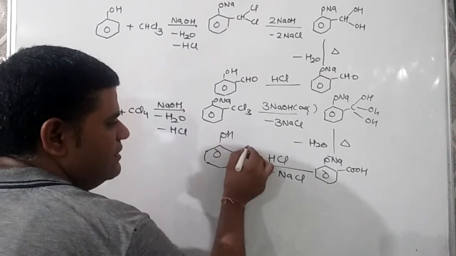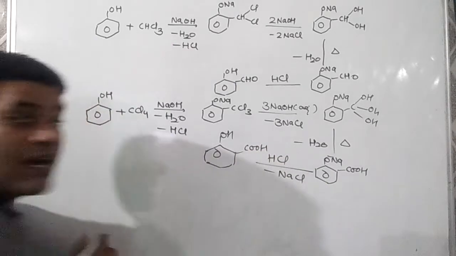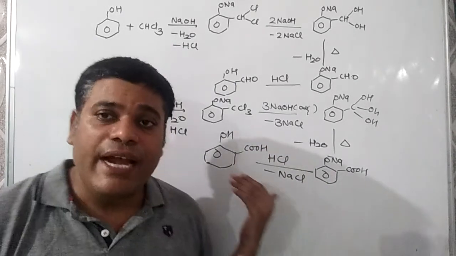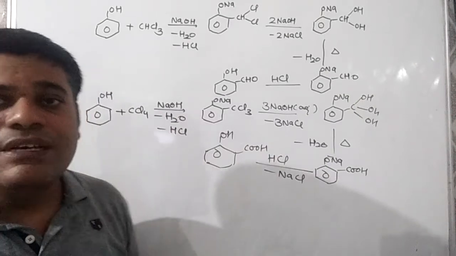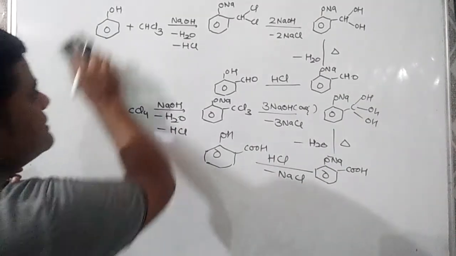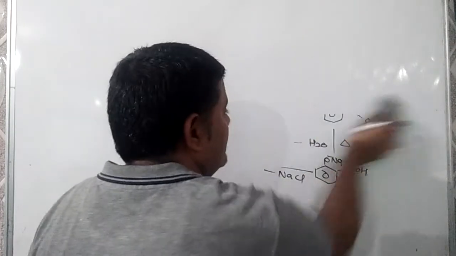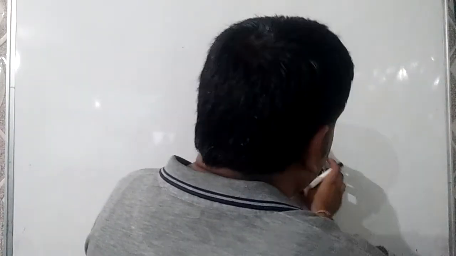NaCl is removed and the product formed will be salicylic acid. When phenol reacts with carbon tetrachloride, then salicylic acid will be there, and if it reacts with chloroform, then the product formed will be salicylaldehyde. I hope you understand, and this reaction is known as Reimer-Tiemann reaction. Next will be Kolbe's reaction. That is very important also.